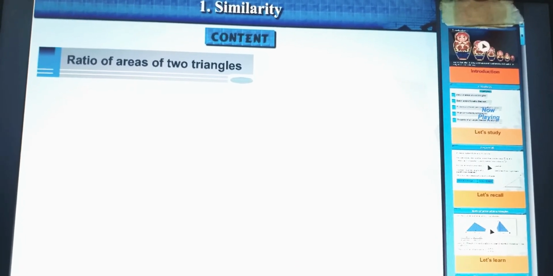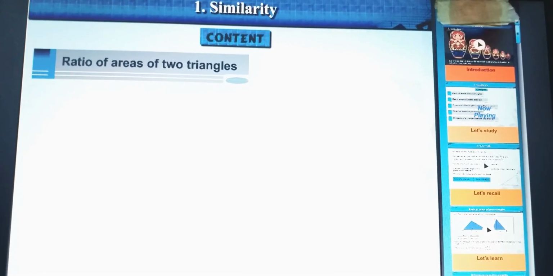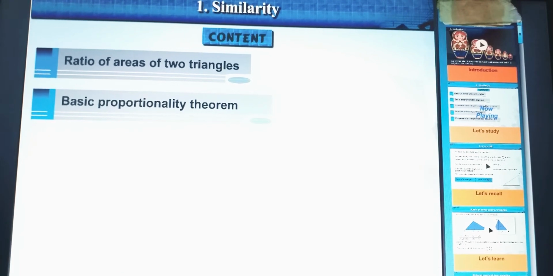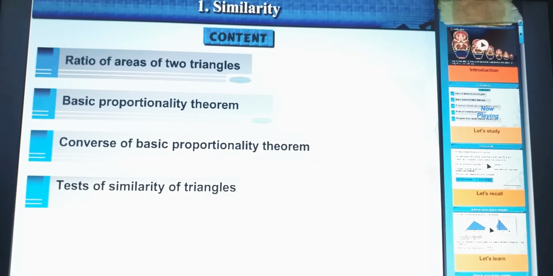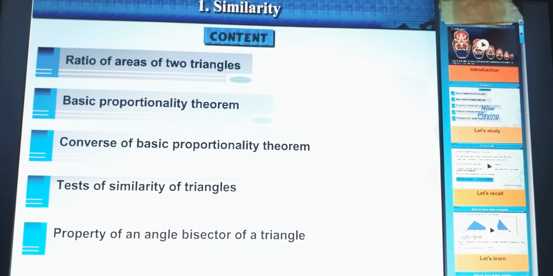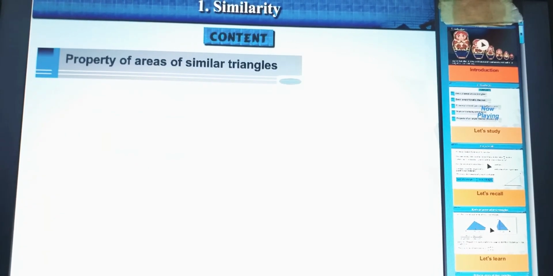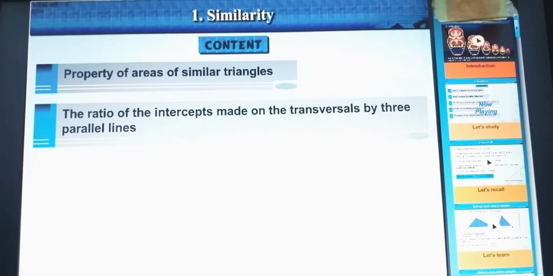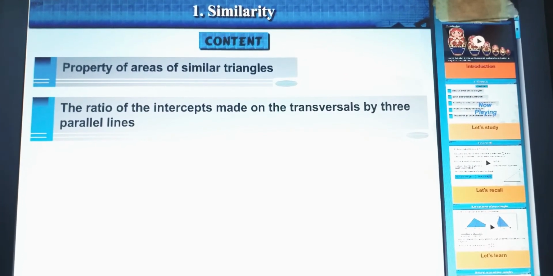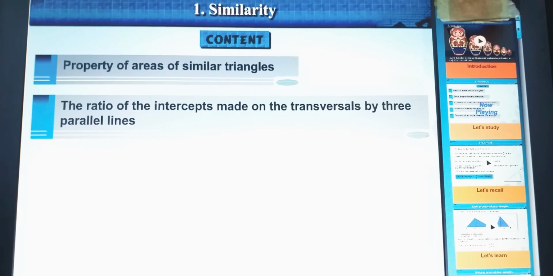In this chapter, we will study the ratio of areas of two triangles, basic proportionality theorem, converse of basic proportionality theorem, test of similarity of triangles, property of an angle bisector of a triangle, property of areas of similar triangles, the ratio of the intercepts made on the transversals by three parallel lines.